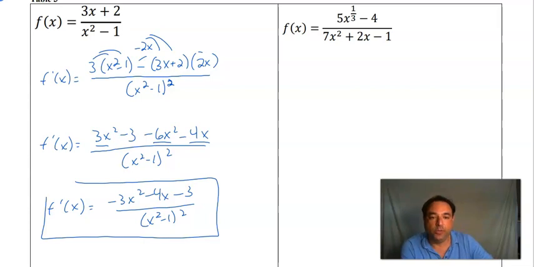Same thing. All of these are going to be quotient rule. Just going to be careful. Be careful taking the derivatives.